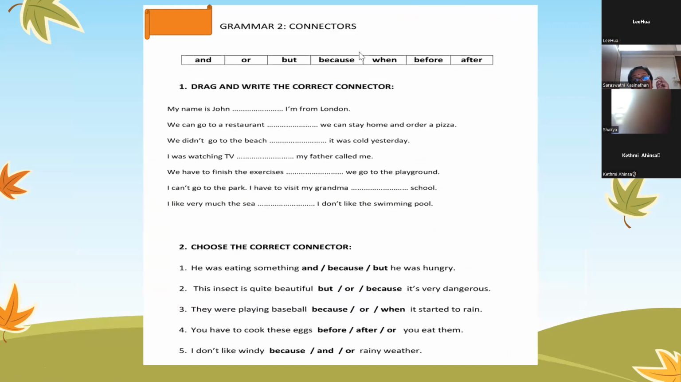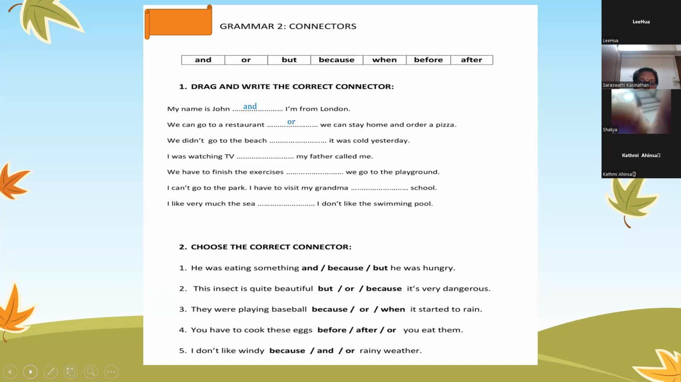All right. So now we have added a few more besides the normal 4 or 5 of them that you've been practicing. All right. So, like for example, when, before, after. Okay. Let's read the first sentence. My name is John and I'm from London. Very good. Next. We can go to a restaurant. We can stay home and order a pizza. Very good. So we can either do this or that, right? There's a choice between two things. Yeah. So we use the word or.